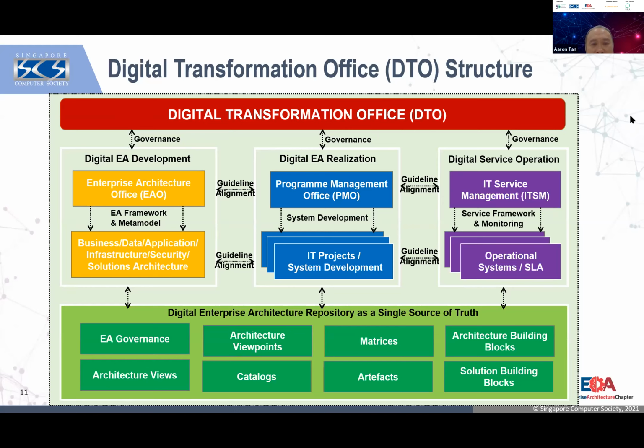So the bottom part is where you need to also have a very strong digital EA repository as a single source of truth, so that across the 3 teams, they can see the same source instead of you passing around Microsoft Excel or Word across the email or the shared drive, right? So you need to have some sort of a digital map to drive this.